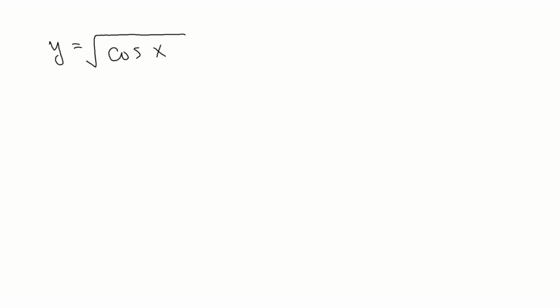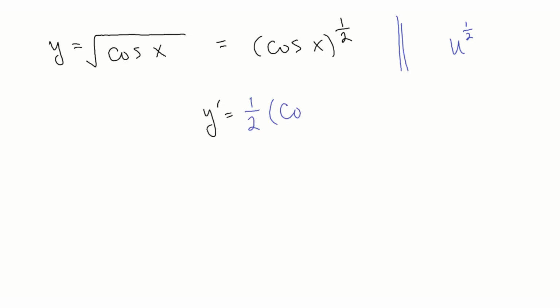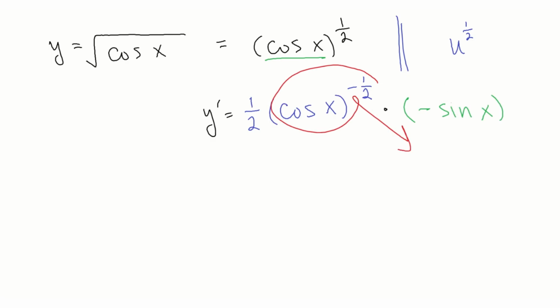Apply the same logic to this next example. When you have a radical, you want to rewrite in exponential form. Now what's the outside function? The outside function is something raised to the 1/2 power. So follow the power rule. Bring the exponent down, leave the inside alone, reduce the exponent by 1. Multiply that by the derivative of the inside function. The derivative of cosine is negative sine. Let's move this guy downstairs and rewrite him in radical form.